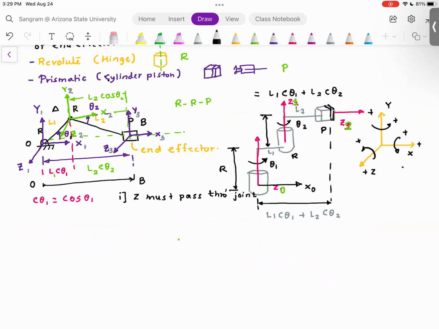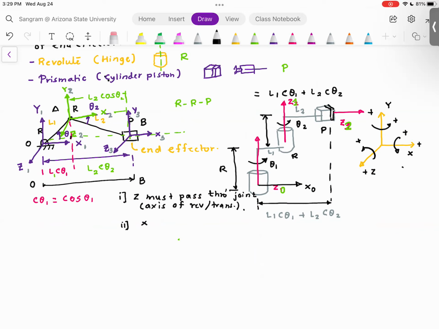So when you talk about Z, it must go through the joint and then along the axis of revolution. For a prismatic joint, there is no axis of revolution. It has an axis of translation. Axis of revolution or translation.